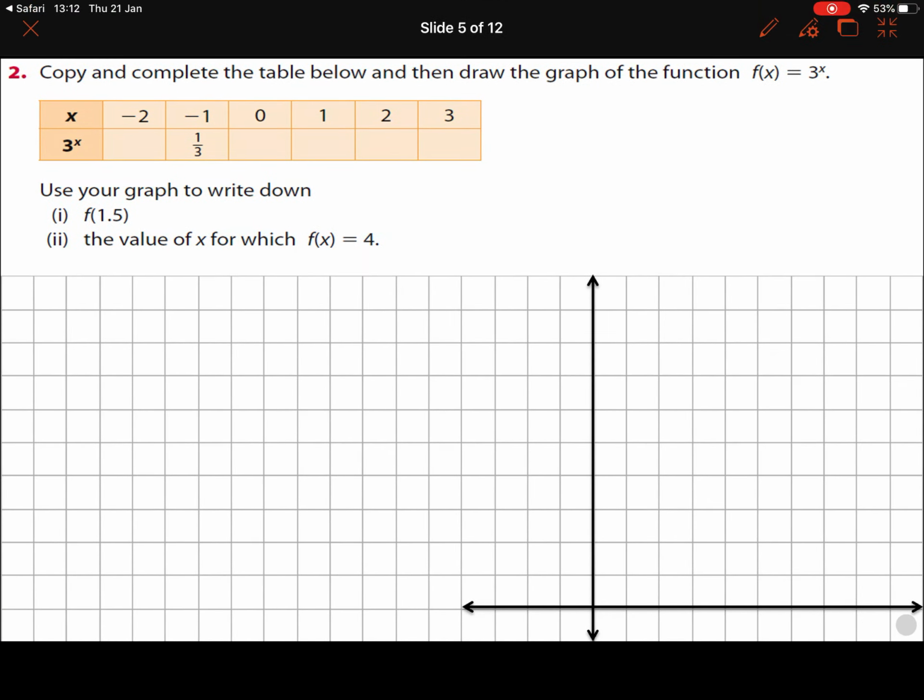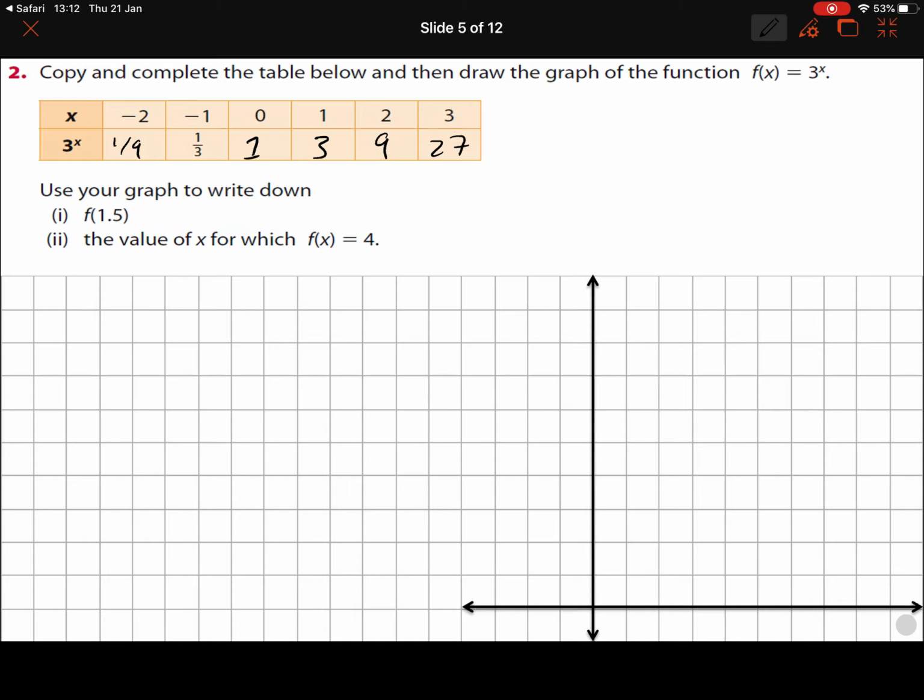So, the first thing we have to do here is fill in our table. So again, you can fill this in on your calculator. So 3 to the power minus 2 there is going to be 1/9. The next one filled in for you. The next one's 3 to the power 0 is 1. 3 to the power 1 is 3. 3 to the power 2 is 9. And 3 to the power 3 is 27.